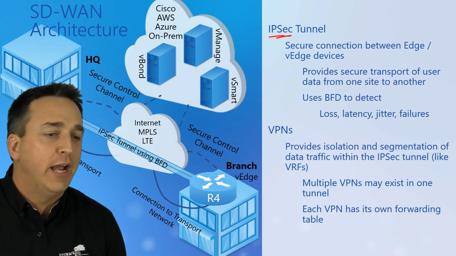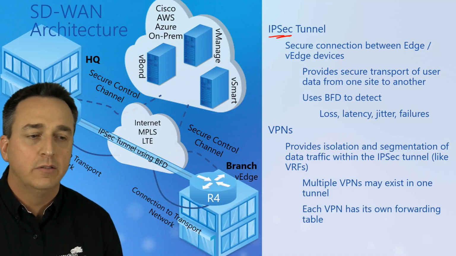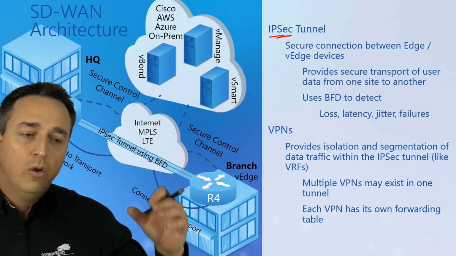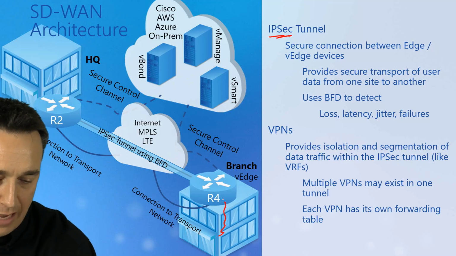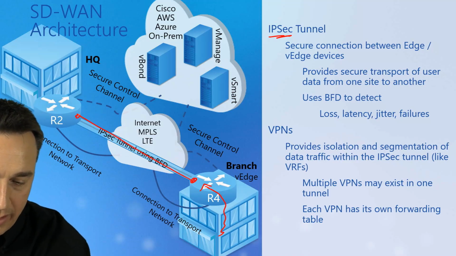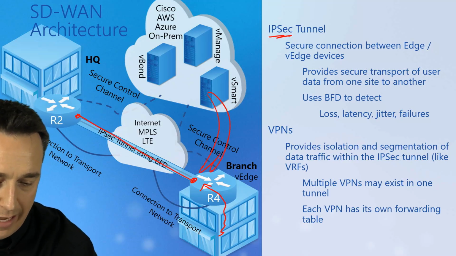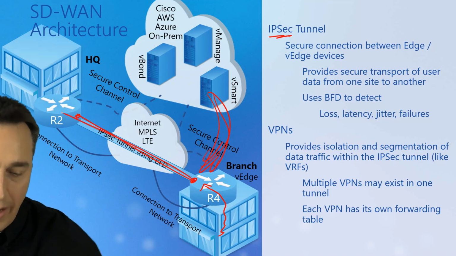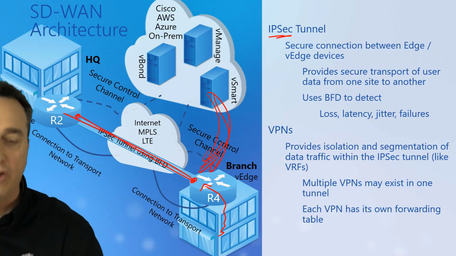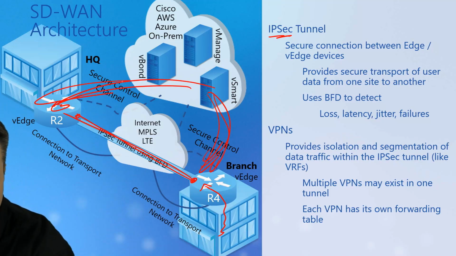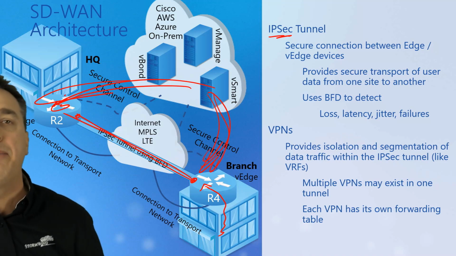We get our secure transport of user data from one site to another. So based on the fact that I have interesting traffic that arrives and it needs to go from here to here, based on everything that I learned from vSmart, I can go ahead and set that tunnel up and encapsulate my traffic. And based on everything I learned over here, I can then decapsulate that traffic.